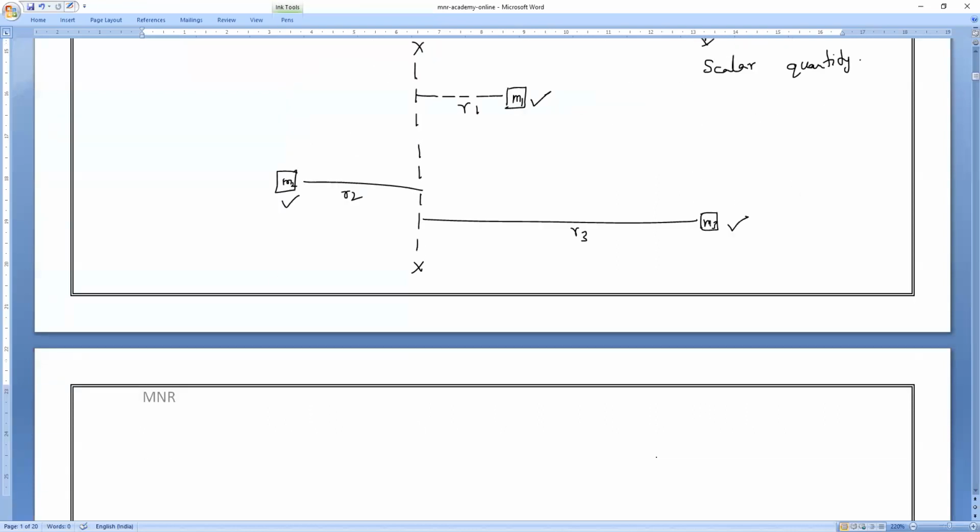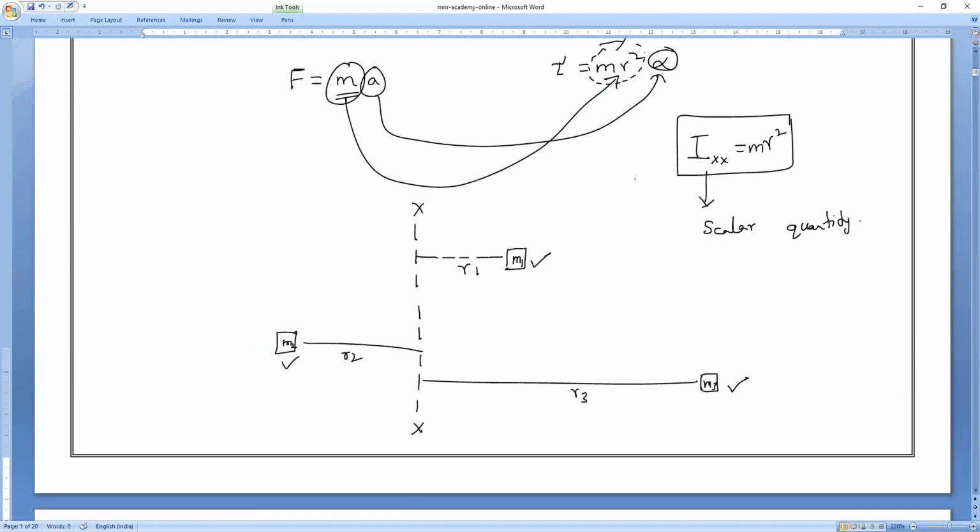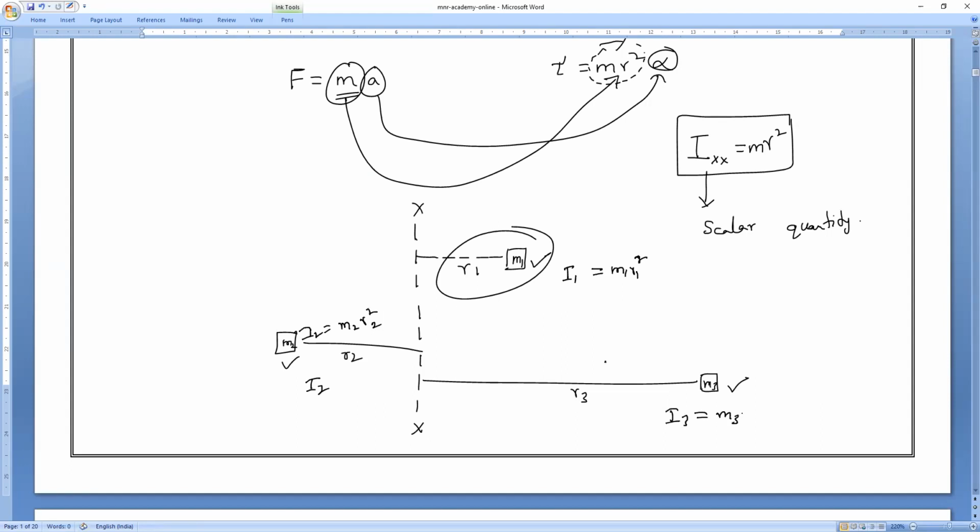Now, what is the moment of inertia along the axis of rotation? First imagine only one body is there. Let this be I1, this I2, and this I3, irrespective of sign. So the moment of inertia I1 is M1 into R1 square, I2 is M2 into R2 square, and I3 is M3 into R3 square.